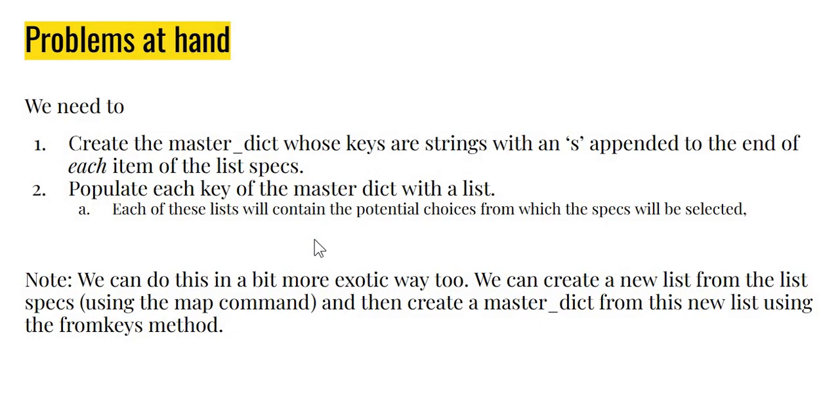In fact, it turns out that we can also do this in a little bit more exotic manner. What we can do is to create a new list from the list specs. We can use the map command for this, which basically works on every item of the list. So that will be like from brand to brands, price to prices, CPU to CPUs, and so on. And then using this new list, we can create the master dictionary using the fromkeys method. We will in fact look at this too.